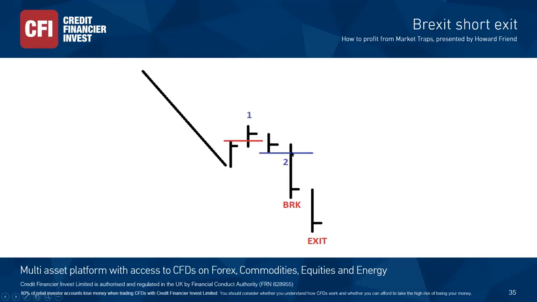That's where we sell it. That's the entry point for the short. So we sell it, down it goes, and we look to get out on the close of the second bar, the bar after the break. Break and exit, Brexit.